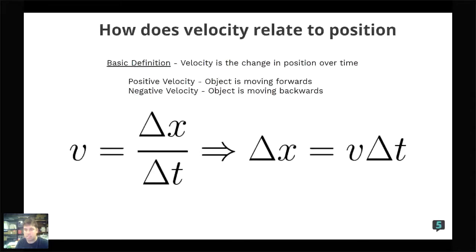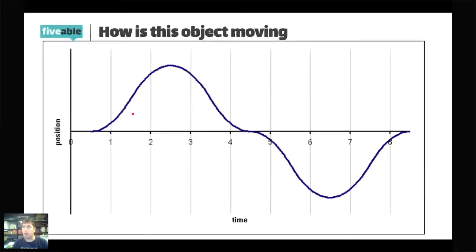Negative velocity is moving the opposite direction, so it's going backwards in there. If I jump back to our graph, how is this object moving? I would say from about 0.5 seconds onwards to 2.5 seconds, we end up with a positive velocity. We are moving away from our starting point.